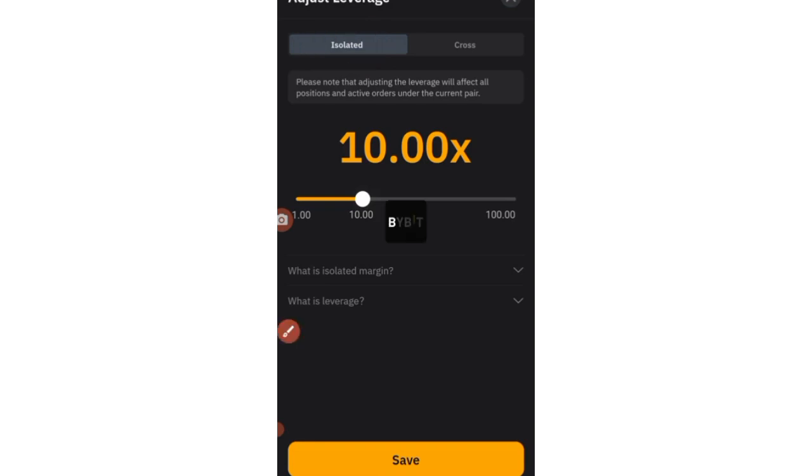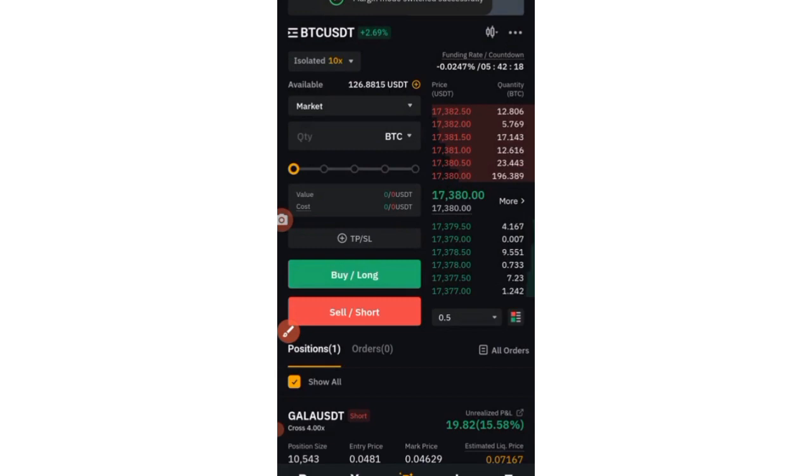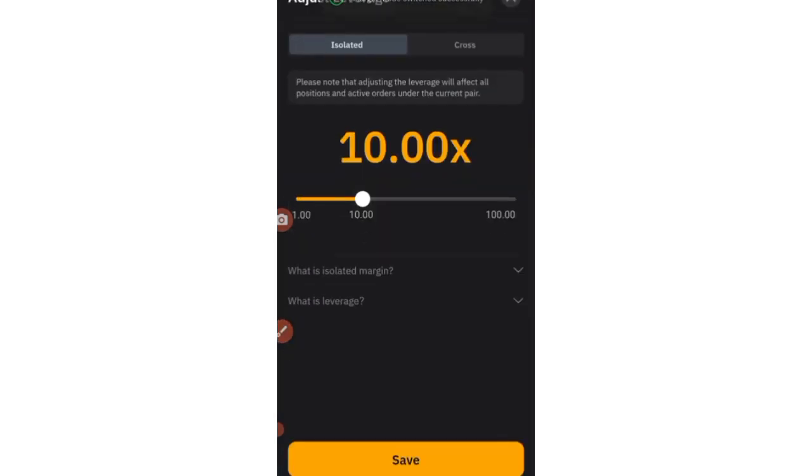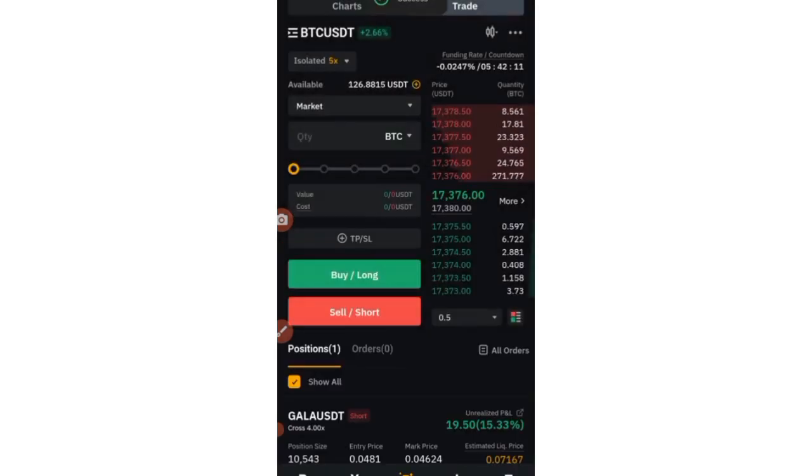Change that to isolated. Sorry, the leverage has changed, so let's adjust it back to our 5x we wanted. Okay, change it back to isolated. So we now have isolated and 5x, assuming that's what we want. You can change it to any other thing.